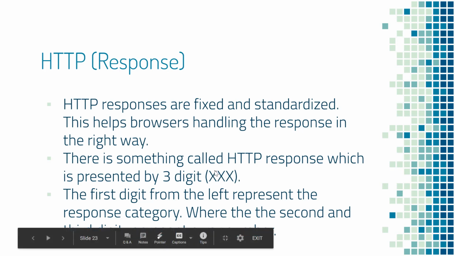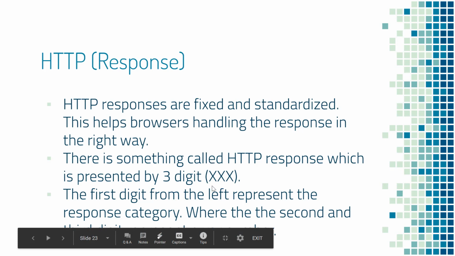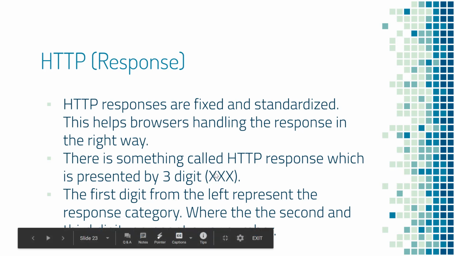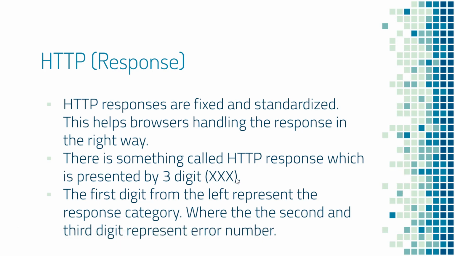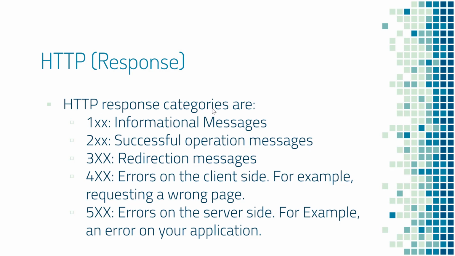The first digit, the leftmost one, means the category of this message. We have 5 categories, as we will see in a moment. The first one from the left is the indicator of what category this response belongs to. And the second 2 digits are the error number or the response number. So these are the categories we have.